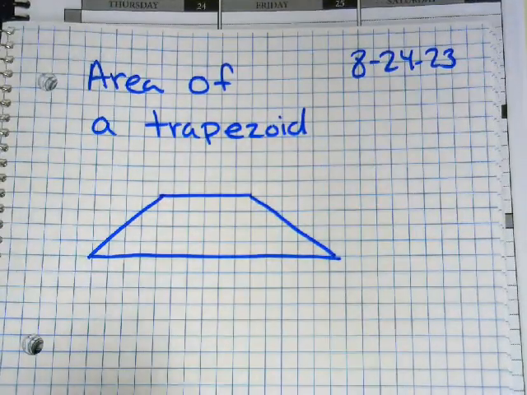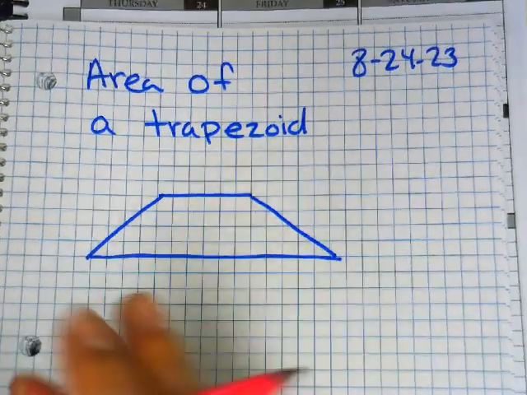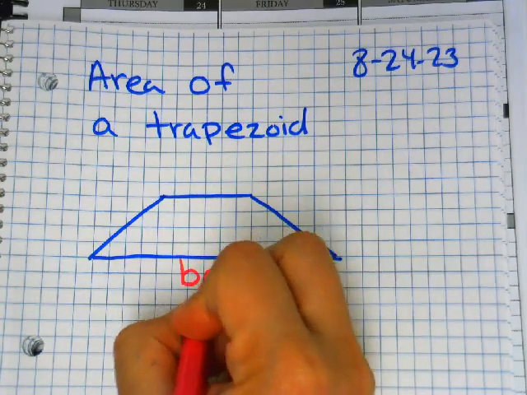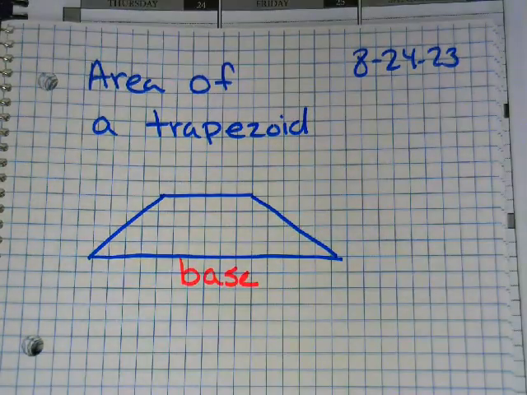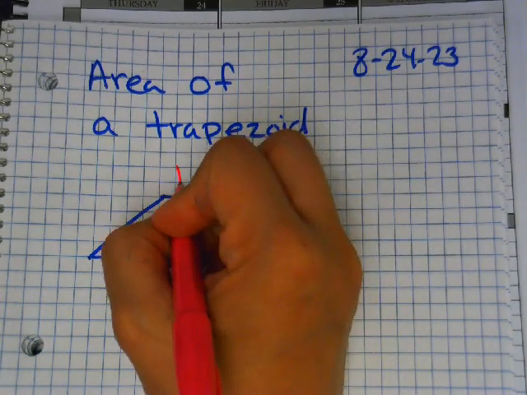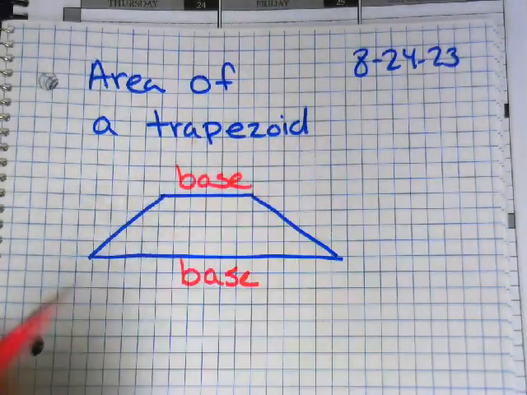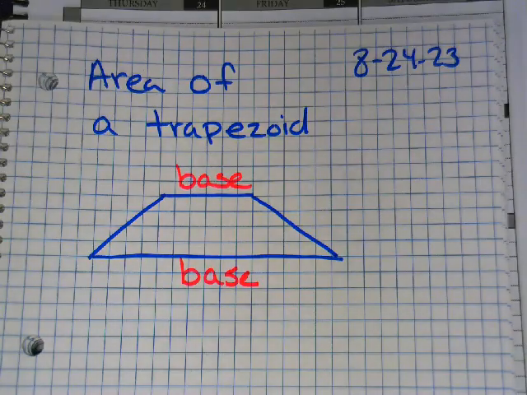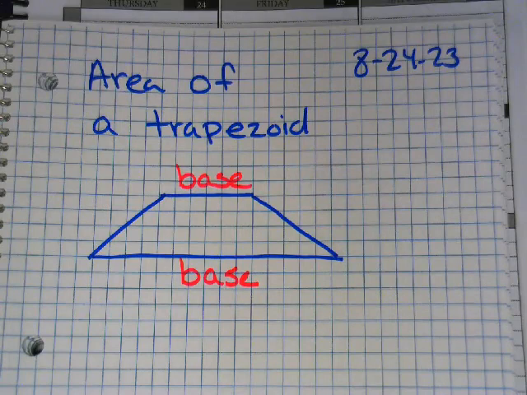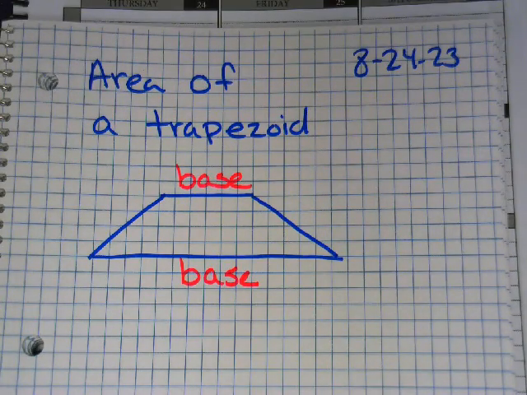Now, trapezoids have two bases. It has a base here, right, and it also has a base on the top. So what makes trapezoids super cool is that they have two bases. Now, whatever I write, you write. If you can't read what I wrote, please ask your neighbor or ask me. Sometimes I squish my letters too much and it's hard to understand. So these are two bases.